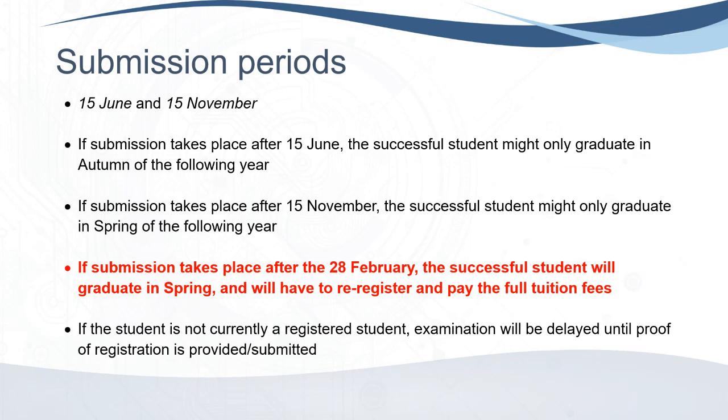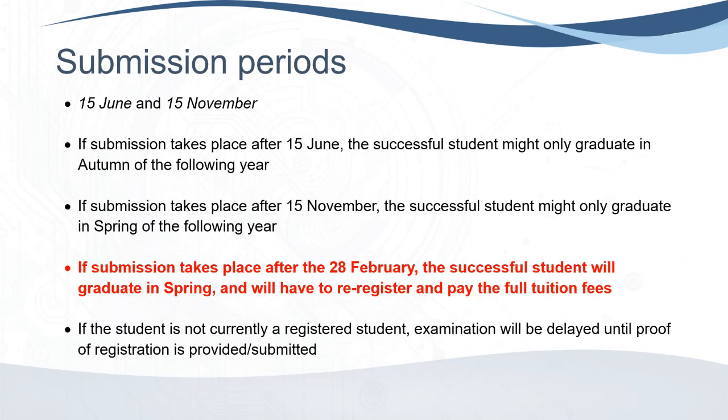Do not see 28 February as your submission date. Too many students have miscalculated their time, and I can talk from experience. Last year, my PhD student submitted 2 weeks after the 28th of February because there was a delay in the language editing, and that student had to register and pay the full year fee for those 2 weeks. So please do not fall into that trap. Make sure that you submit. You aim for 15 November, you submit 15 November, but if all else fails and if something happens, then at least there is a little bit of extra time, but you will then only graduate in spring.